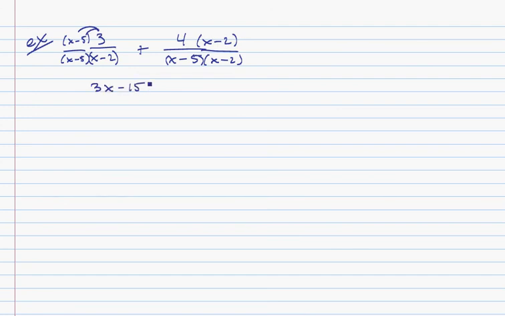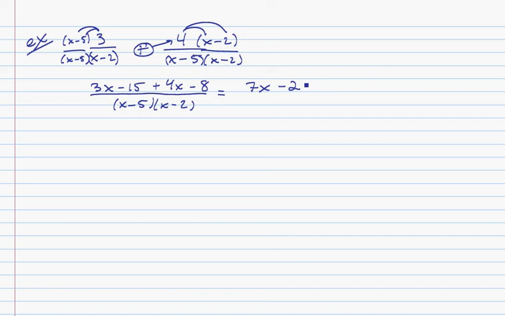So this would be 3x minus 15, and this is a positive 4. So I'm going to drop a positive 4 in here, plus 4x minus 8. And I have the same fraction under each. So now it's just a matter of simplifying. I have 7x minus 23, and I should expand out the bottom. Alright, I have my single fraction. So always remember, when you're combining, you factor, and then you make sure you know what's missing on the bottom there.